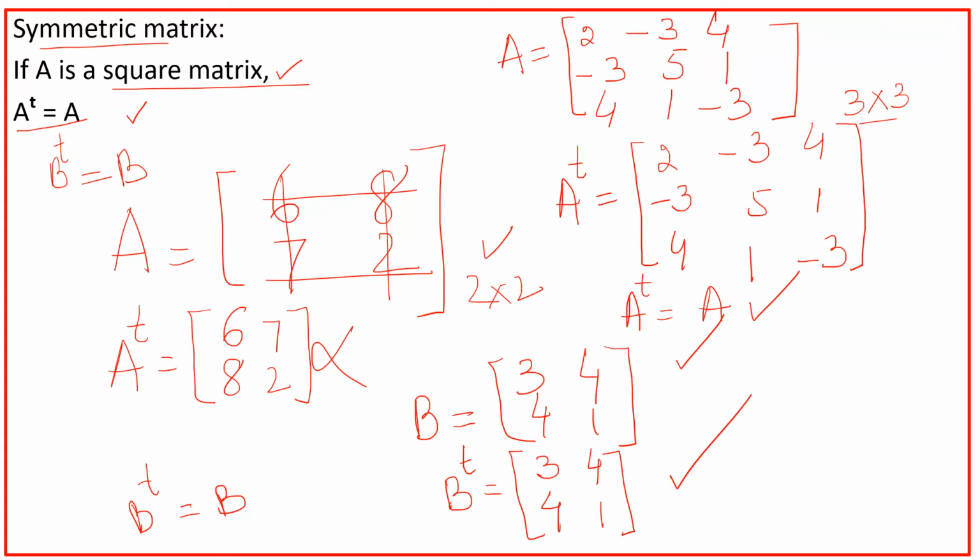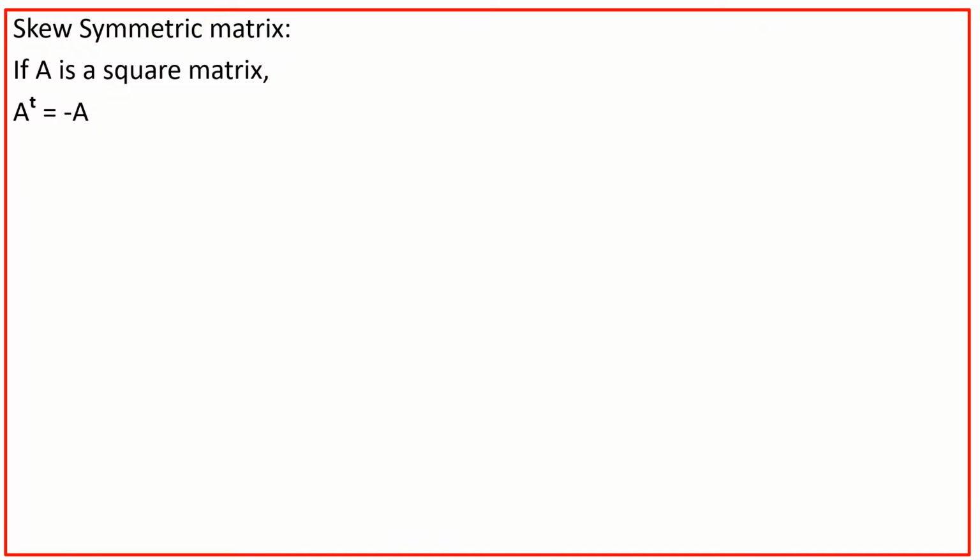So for the symmetric matrix, the matrix should satisfy two conditions. First, it should be a square matrix. When we take the transpose of this matrix, it should be equal to the original matrix. Right? Now, this is the important thing.